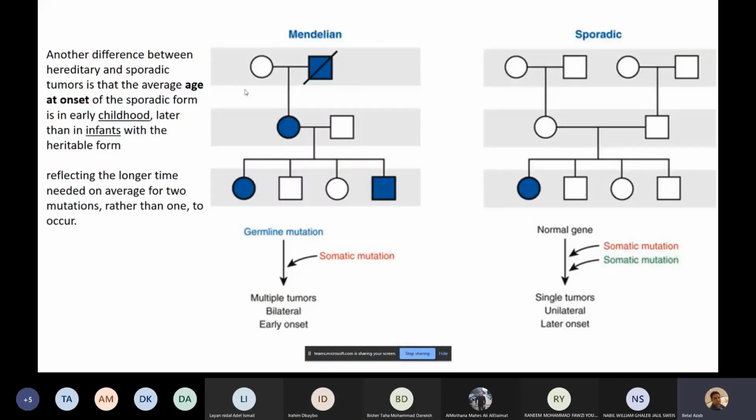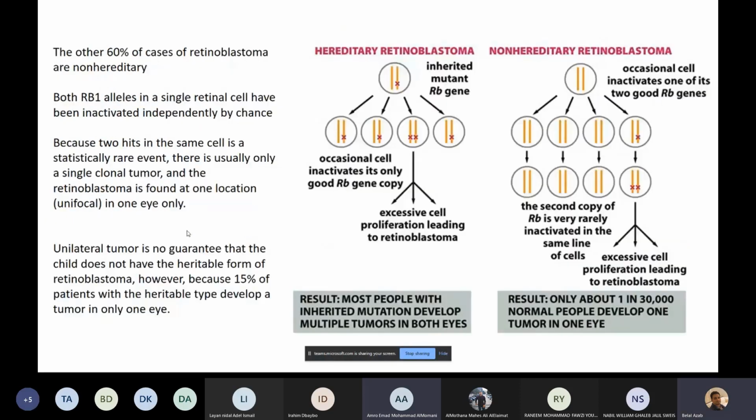The other difference is the average age of onset. The sporadic form is in early childhood, later than infants, which is the onset of the hereditary form of retinoblastoma. Doctor, we said the hereditary form is 50% in both eyes. No, we said the hereditary form is 85% in both eyes, because 15% with the heritable type will develop the tumor unilaterally, in one eye. Okay, thanks. But we also said 60% are non-hereditary, meaning in this scenario 40% is hereditary.